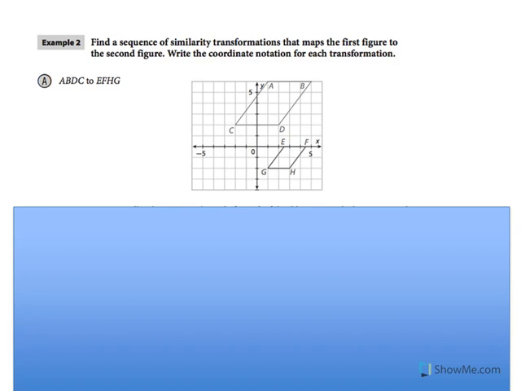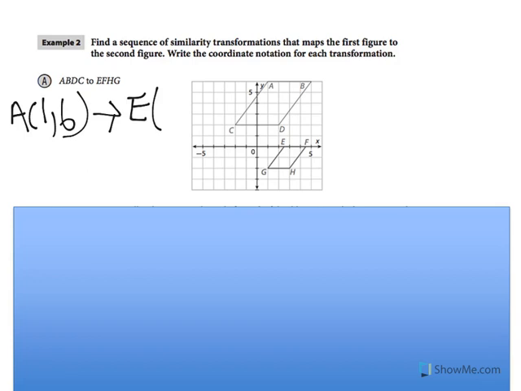Okay, example 2. Find a sequence of similarity transformations that map the first figure to the second figure. Write the coordinate notation for each transformation. So here we're going from quadrilateral ABCD to EFHG. Let's find the coordinates for A. The coordinates for A are (1, 6), and we want to go to the coordinate for E.